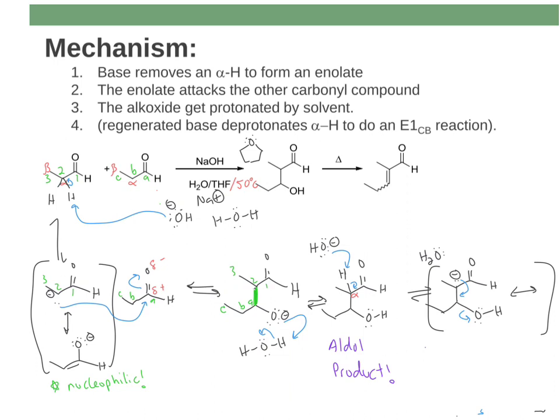But again, this needs heat. But that's what allows us to form our product, to form this condensation product. So the condensation product. And again, you'll notice that we reformed hydroxide. So we've remade our catalyst, which is why we don't need stoichiometric amounts of hydroxide. We just need a little bit of base because it's going to get regenerated.